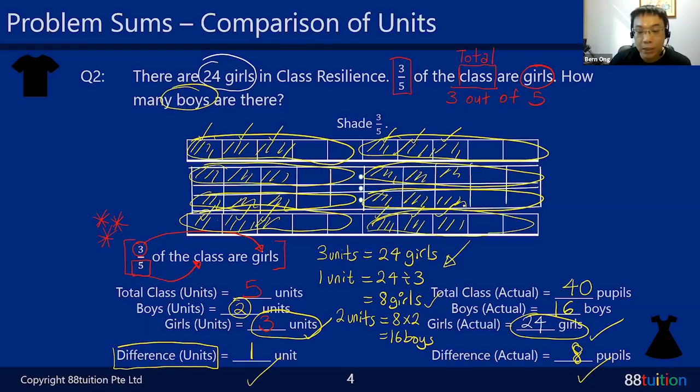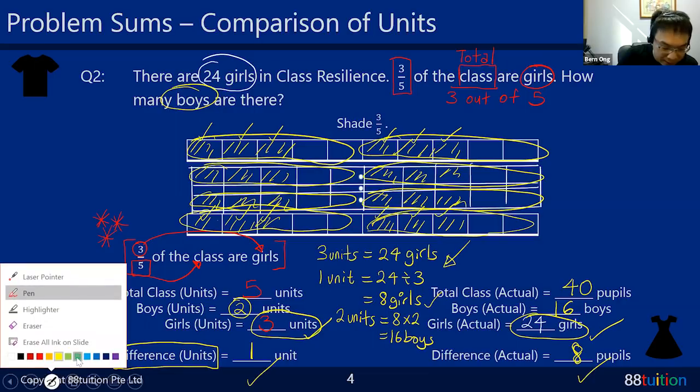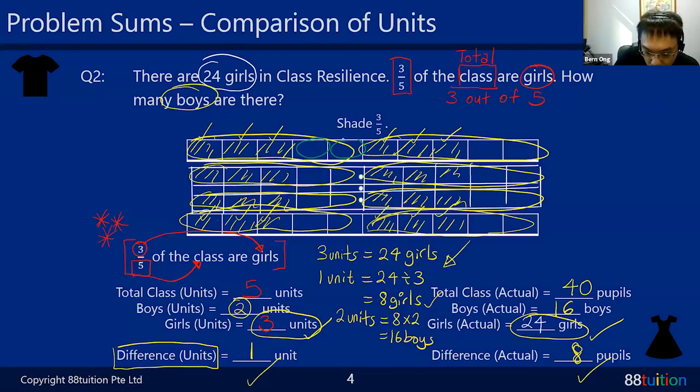Okay, so how many boys are there? Then you start to count the empty spaces. You start to count the empty blanks here. There's 1, 2, 3, 4, 5, 6, 7, 8, 9, 10, 11, 12, 13, 14, 15, 16. Are you going to do that? Really? So if there's an easy method, we choose the easier method.